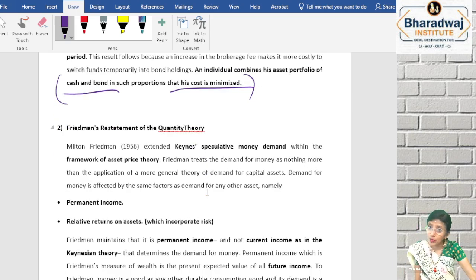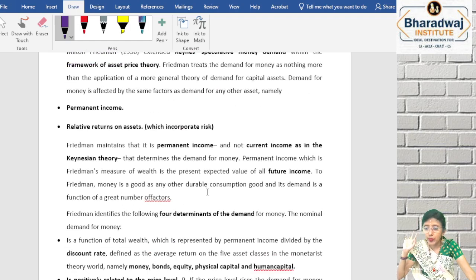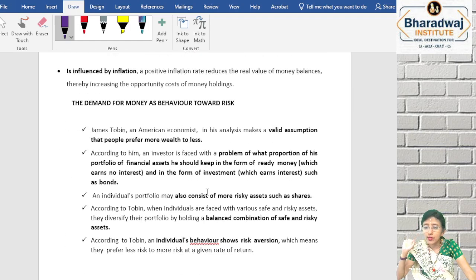For permanent income, I already told you how to do it: work out the present value of the incomes expected in the future. Have that main point. And when you come to Tobin's theory, it treats demand for money as a behavior towards risk.